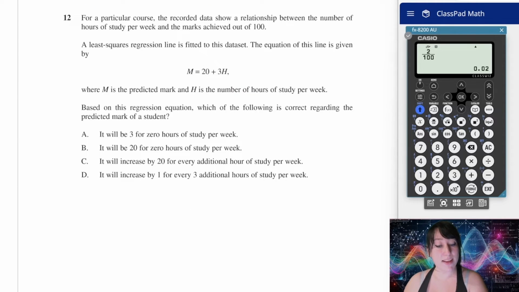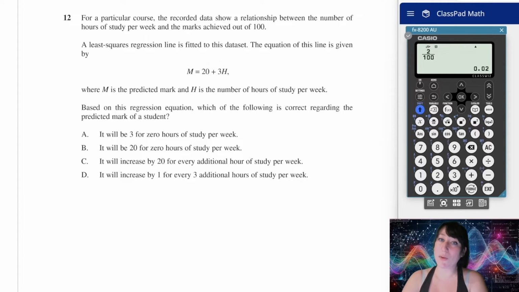Now, question 12 says, for a particular course, the recorded data show a relationship between the number of hours of study per week and the marks achieved out of 100. A least squares regression line is fitted to this dataset. The equation of this line is given by m equals 20 plus 3h, where m is the predicted mark and h is the number of hours studied per week. Based on this regression equation, which of the following is correct regarding the predicted mark of a student?